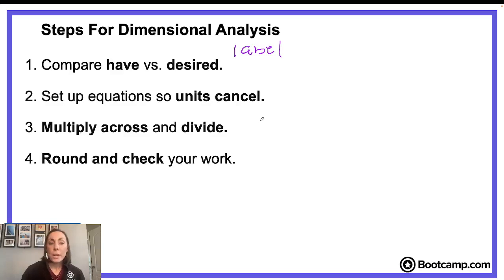You set up your equation so your units cancel. You're going to multiply across the top and the bottom and then divide. And then we're going to round and check our work. Of course, round properly or else your answer could be incorrect. And we will break down each of these steps when we get to our problems.